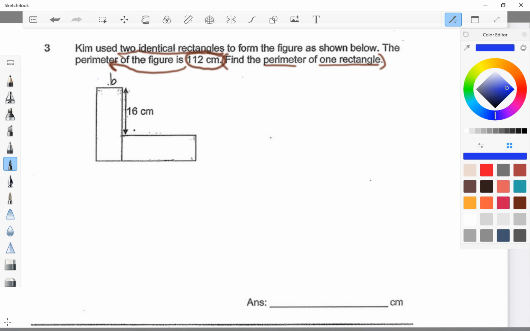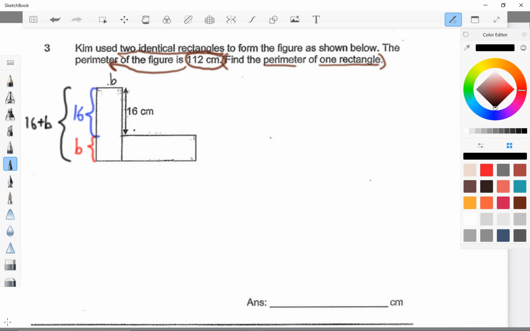If you know this part here is 16, and since b is labeled, we can actually use b to represent the breadth of the rectangle. Okay, let me just change it to another color for the breadth. So you can see that the blue part is actually 16, the red part is actually b. So the entire length of our rectangle has got to be 16 plus b.